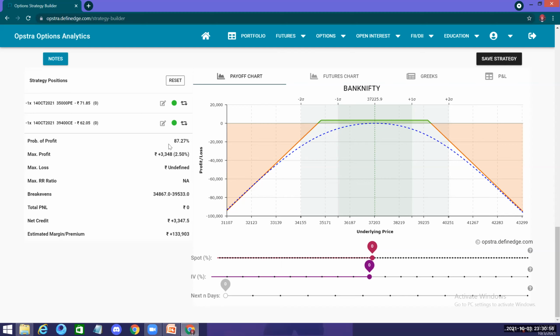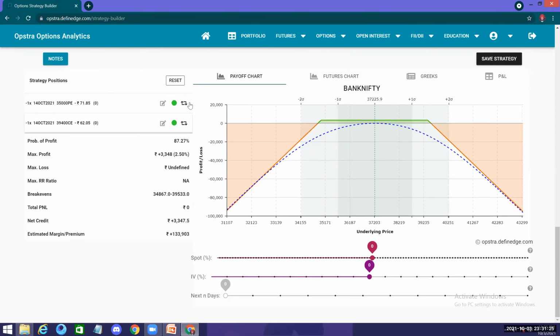So this is the most important concept one must keep in mind when you are making your strategy. If your probability is high, you are likely to pocket the full profit. Tomorrow I'm going to deploy this strategy, and I'm going to earn this money on 14th of October at the time of expiry. So I'm done with my presentation.